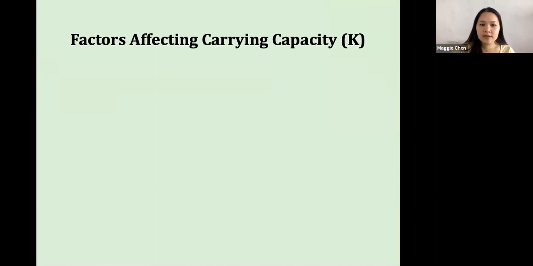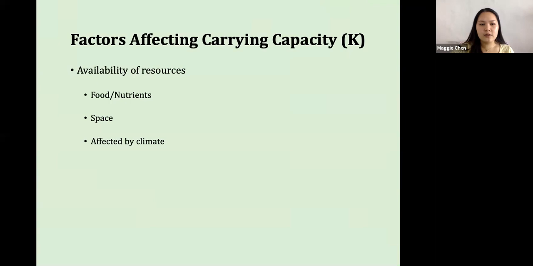More specifically, factors that affect carrying capacity, K, are availability of resources, again food, hosts, water, things like that. Space too, the amount of space that your population can spread out and inhabit. And availability of resources is also affected by the climate. It could be seasonal, like a short, normal, or long growing season can affect how much resources you have, but also as our climate is changing, that could affect our growing seasons and what's available to us too.